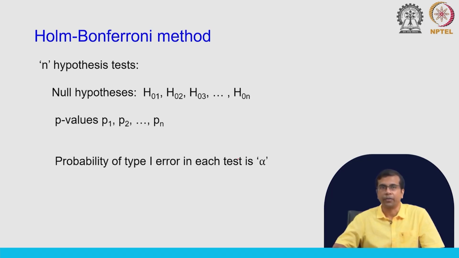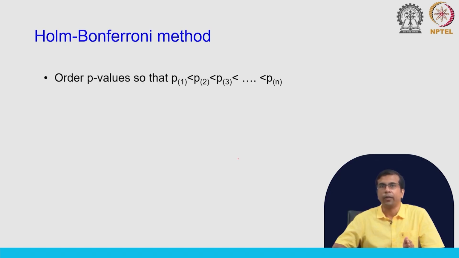So, what does it do actually? Again coming back to the same situation, where we have n hypothesis tests. Okay. We have null hypotheses H naught 1, H naught 2, H naught 3, and so on, and you have the corresponding p values. For H naught 1 you get a p value of p 1 after the statistical test, for H naught 2 you get a p value of p 2, and so on. And again the probability of type 1 error in each test is set at alpha, right.